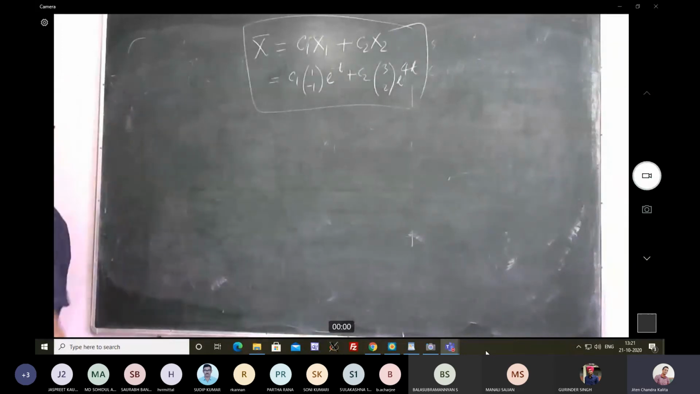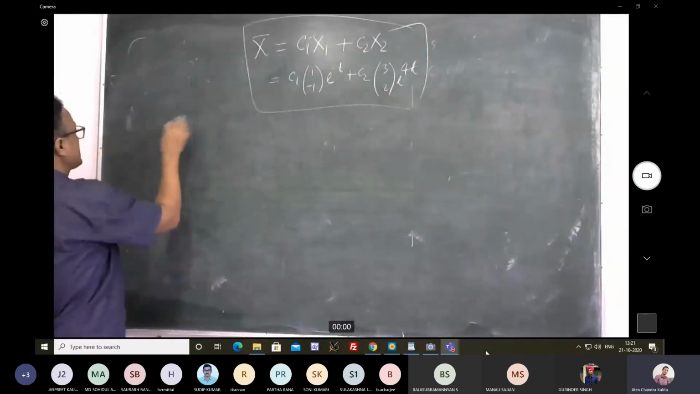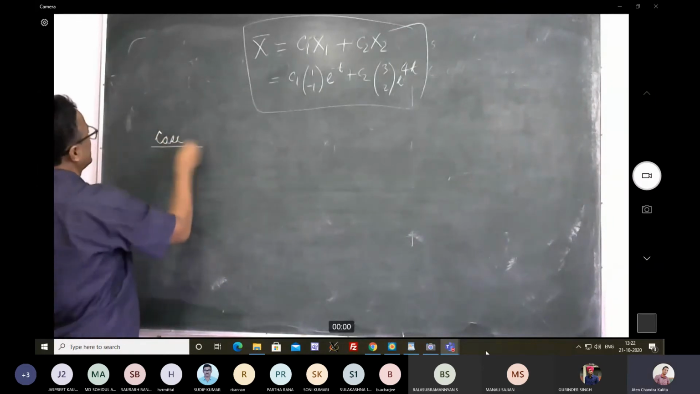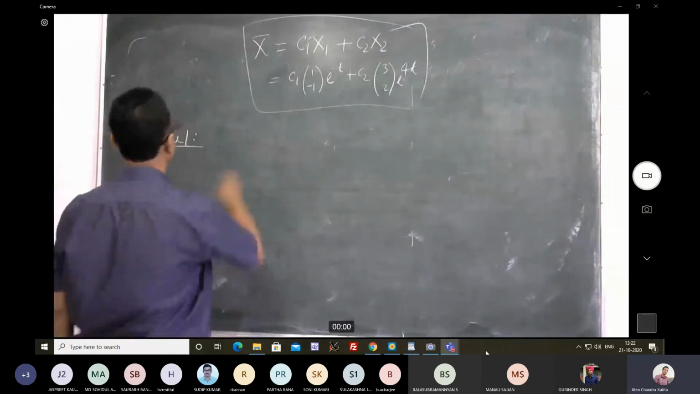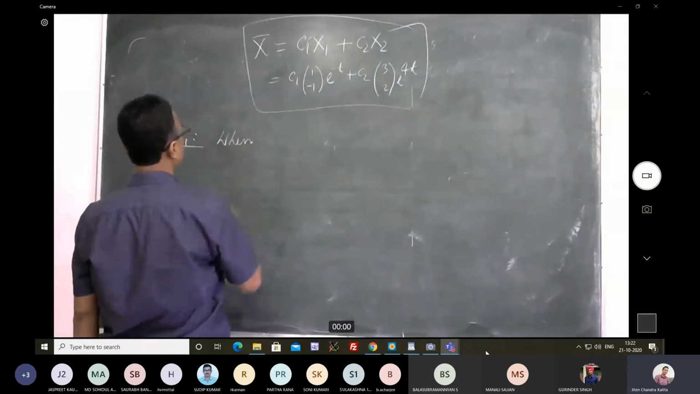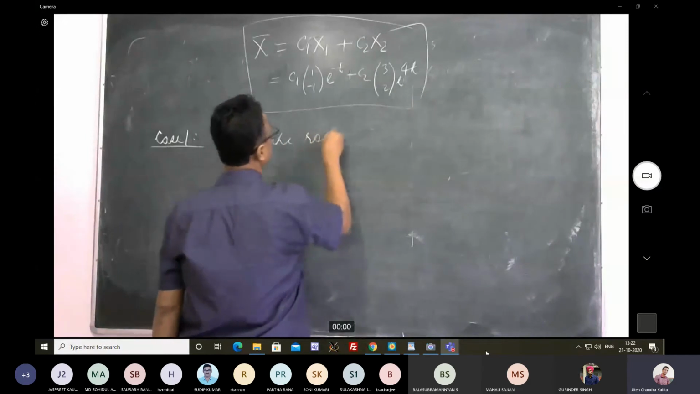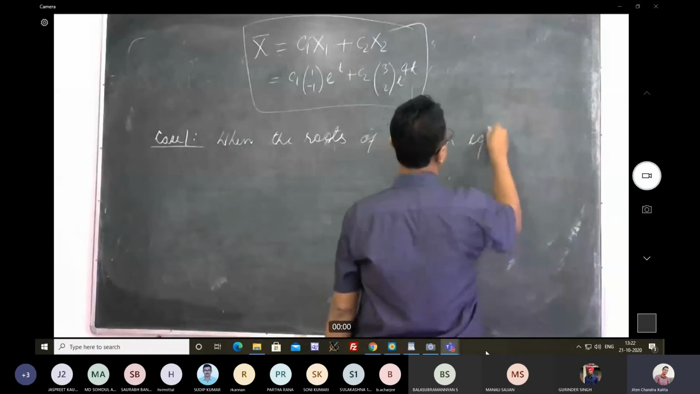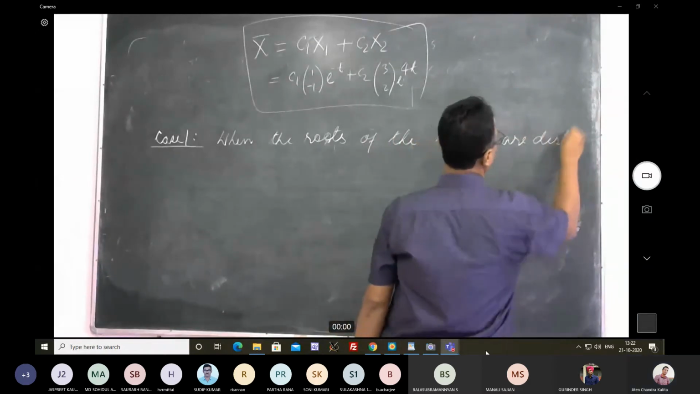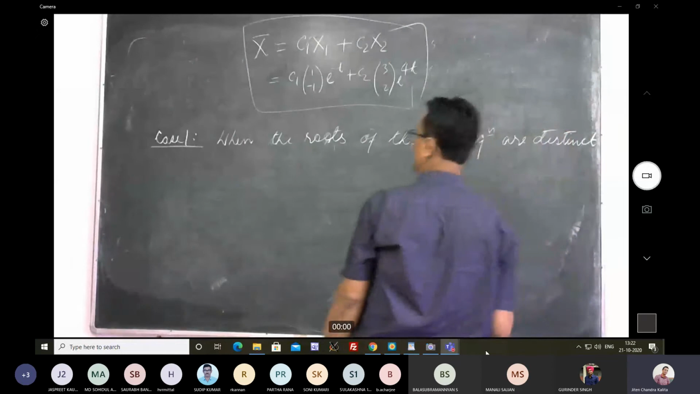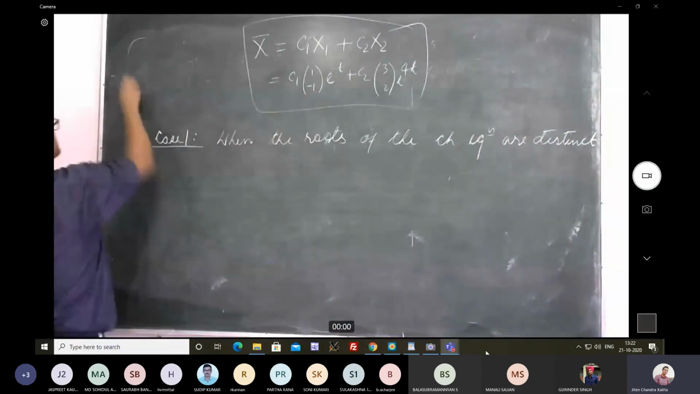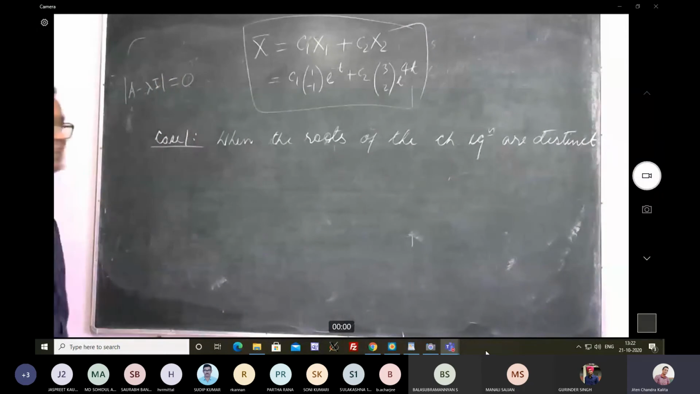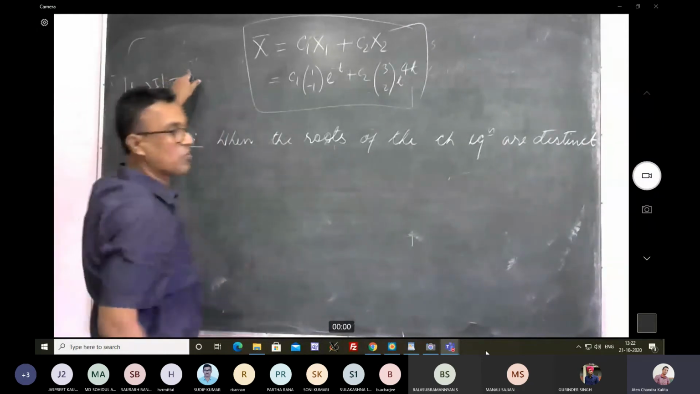Now, let us consider the case, maybe case one, when the roots of the characteristic equation are distinct. Okay, so you know, the characteristic equation is nothing but this one. You already know this. Okay, this is 0, or 0 bar.